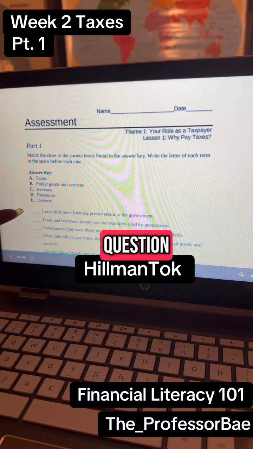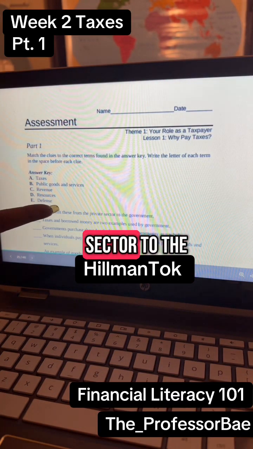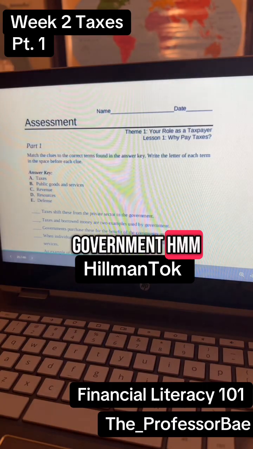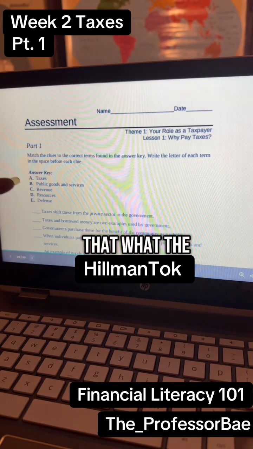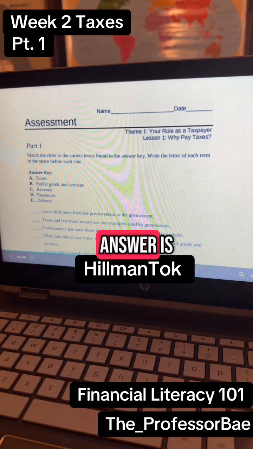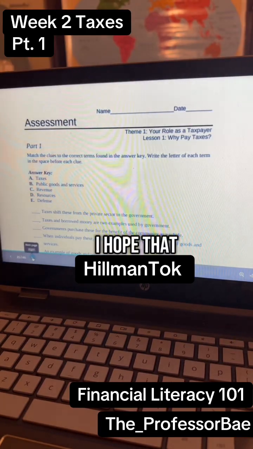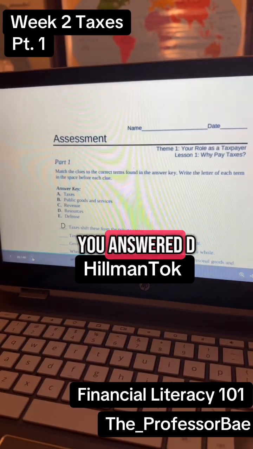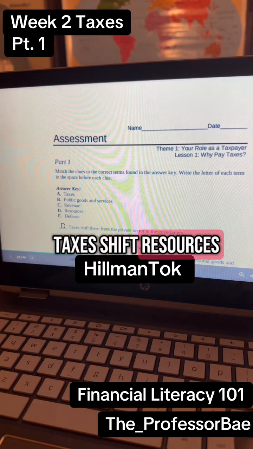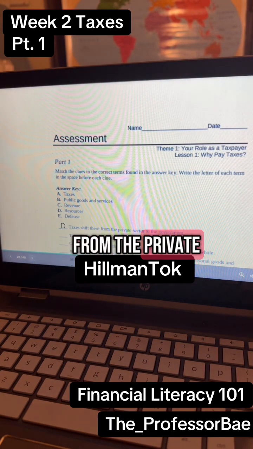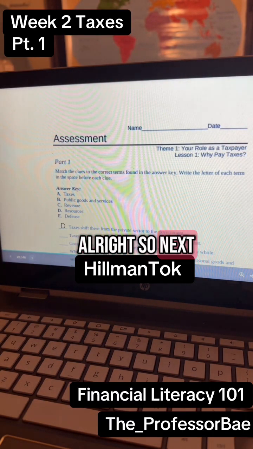All right. Now, let's see. What's the first question? Taxes shift these from the private sector to the government. We just learned that. The answer is, let's move right along, see what the answer is. I hope that you answered D. Taxes shift resources from the private sector to the government. All right? What's the next question?